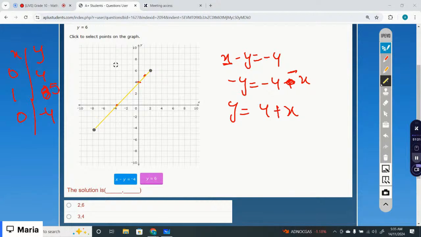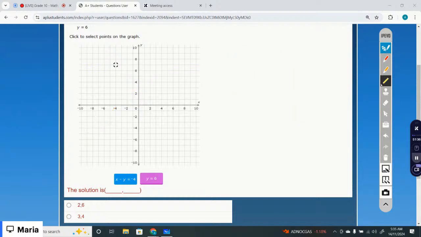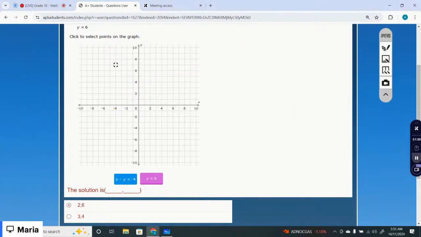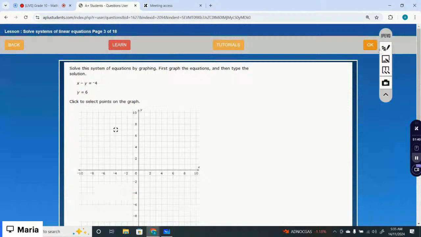Then we have to plot a line on y equals 6 for the second graph. Y equals 6. So here is the line for y equals 6, and yes, the point of intersection is 2 and 6. Got it? So the correct option is option number 1. So be very careful when you are calculating the points for the equations. Got it?